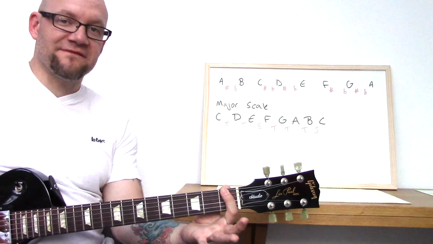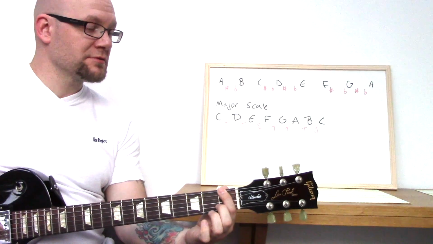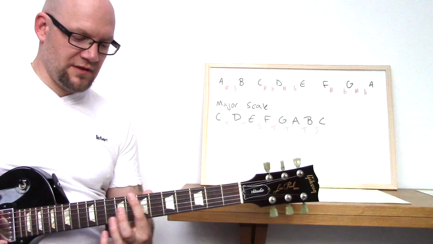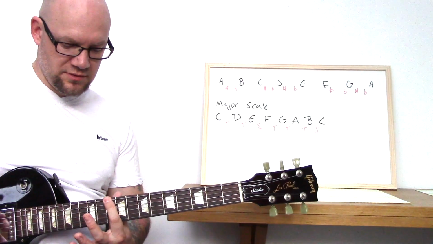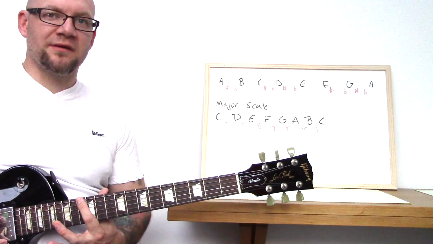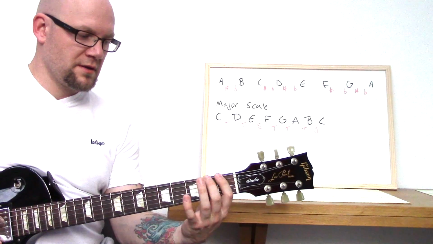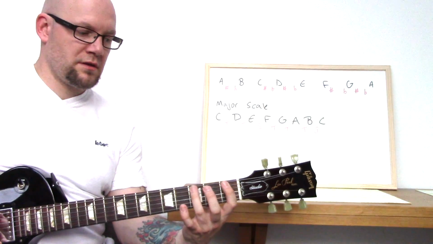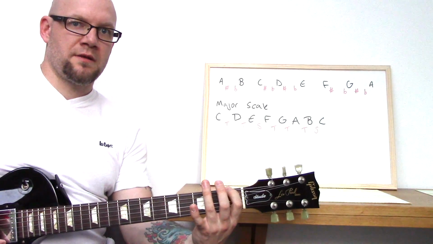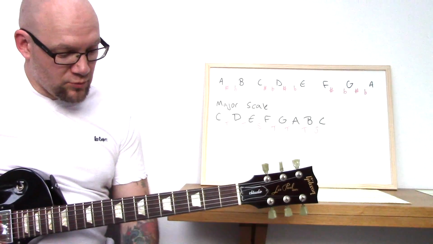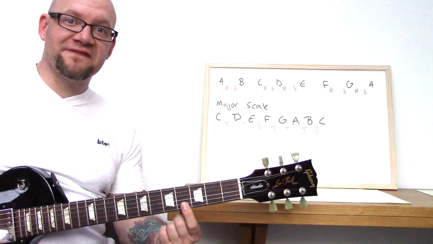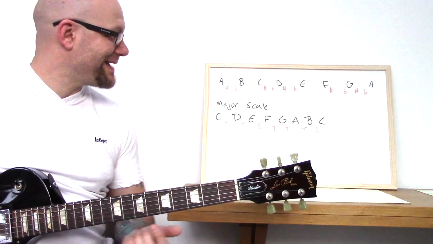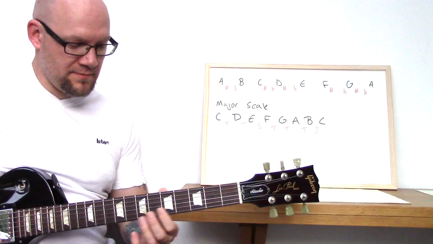So let's play an F on the first fret. So tone, tone, semitone, tone, tone, tone, semitone. Okay, we'll do one more again. We'll start on an E flat, just because it's a bit more complicated in terms of the notes, but the pattern is exactly the same.